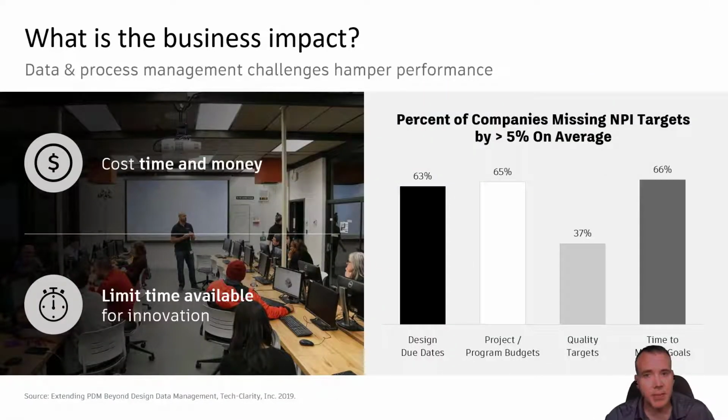And again, there's measurable business impact to the difficulty with collaboration and the difficulty of finding things and missing targets, right? Based on surveys by Tech Clarity, the majority of respondents are missing design due dates, they're missing their time to market goals, they're overrunning project and program budgets. Quality seems to be a bit of the outlier there because quality is something that will absolutely directly impact, not only a given product, but your business reputation, right? So quality clearly gets a bit more attention than some of these other things, but it doesn't have to be that way. We can bring all of these bars down if we do things right.